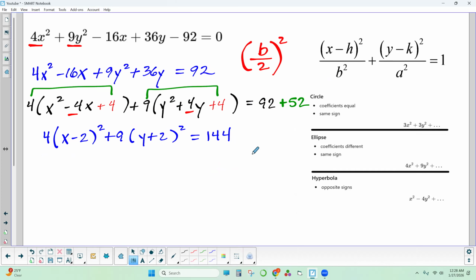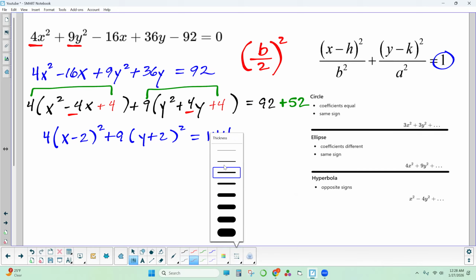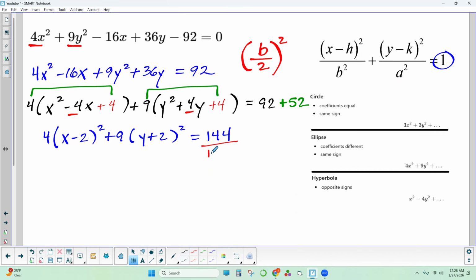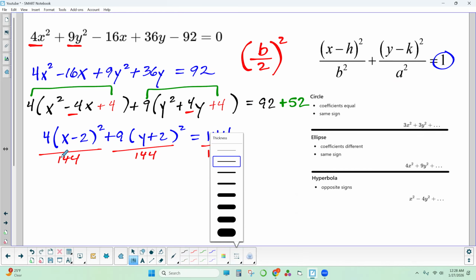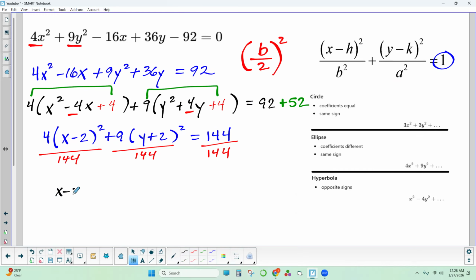Now, I don't need 144 over here. I need a 1. So how do I do that? I'm going to divide by 144. Let's divide everything by 144, and that will give us 1 on the right side of our equation. Now we've got x minus 2 squared, and then 4 over 144. 4 goes into 144 36 times, so this is 1/36.